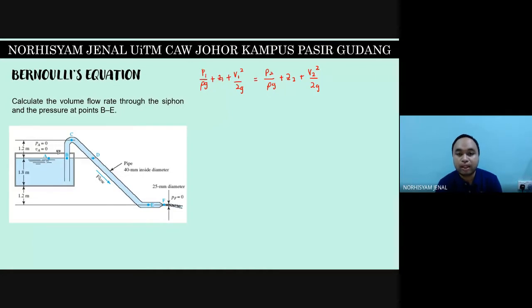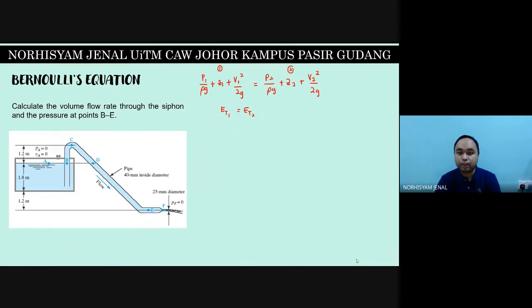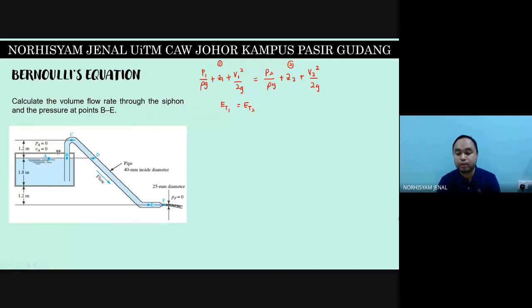Okay, so the idea for the Bernoulli equation is that whatever you have at point 1 in terms of energy and at point 2 should equal each other, meaning the total energy at point 1 should equal the total energy at point 2. So the addition of every single item on the left side should equal the addition of all the items on the right. So, this is the Bernoulli equation.